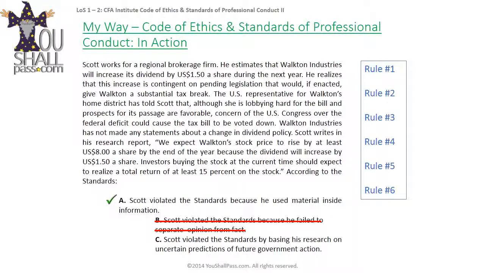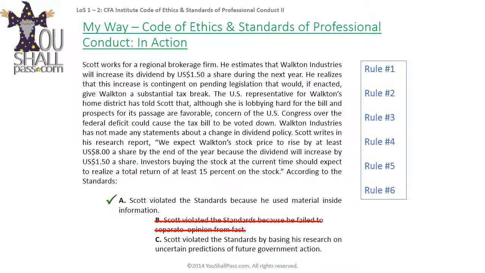Well, option C predicates a violation explicitly on the basis that Scott relied on uncertain predictions of future government action. However, the analyst who does not anticipate and does not look forward is not really doing his job and is really doing a disservice to his clients. It is permissible, maybe even encouraged, to look forward and anticipate and analyze upcoming events. But then the analyst needs to tell her clients that all that may happen and should certainly not base a prediction of stock prices on such uncertain future events.